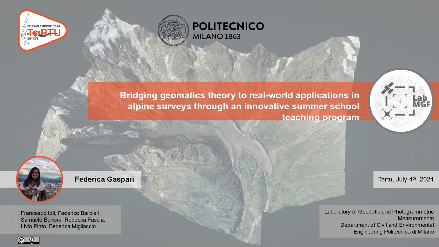Again, my name is Federica Gaspari, I'm a second year PhD student at the Technical University of Milano, and today I will talk to you briefly about a work in progress, as any open source project actually, an open work in progress related to a summer school that is organized yearly by my group, the Laboratory of Geodetic and Photogrammetric Measurement at Politecnico di Milano. Actually, it is devoted to surveying and monitoring a glacier's condition in North Italy.